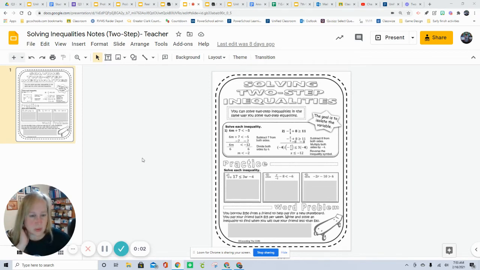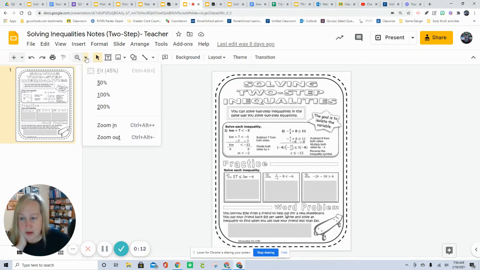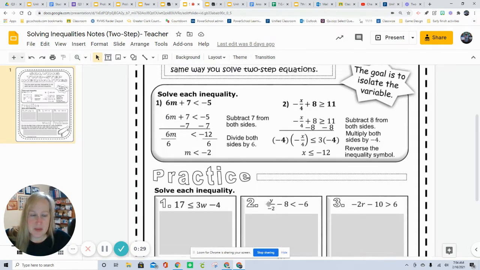Okay, we are going to start working on solving two-step inequalities. We've been practicing with one step. Two-step is just doing what we've done before, remembering the rules for how you solve inequalities, with the one major change: if you multiply or divide by a negative number, you have to reverse the sign. Guaranteed, that's where we're going to mess up.